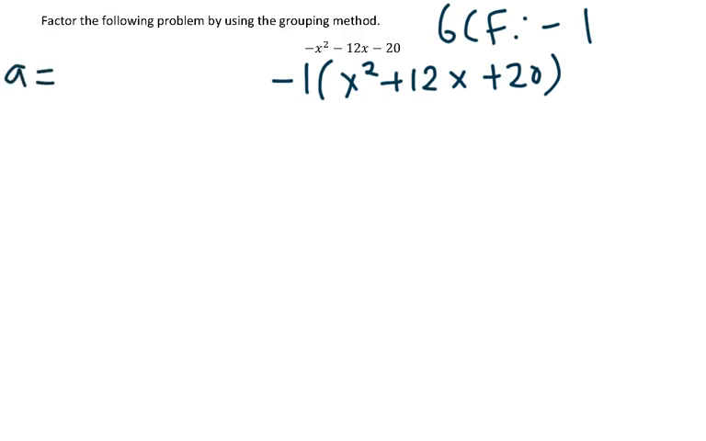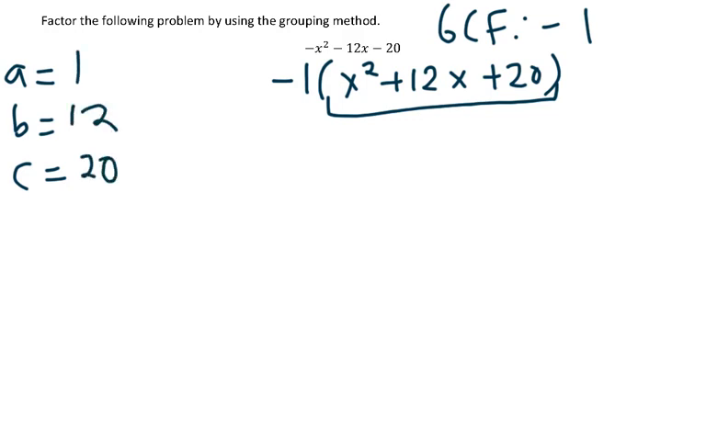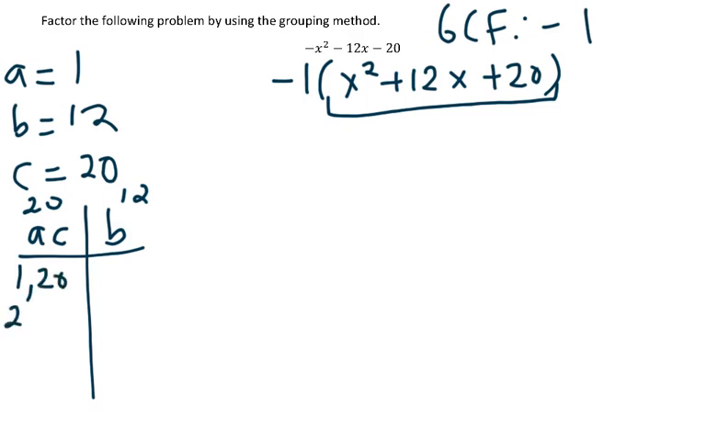From there, I'm going to write out my a, b, and c using this expression which has that -1 factored out. So a is 1, b is 12, and c is 20. I'm going to make a factor table, so I need a, c, and b. So a times c, 1 times 20 is 20, and then b is 12. So I'm looking to find two numbers that multiply to make 20 and add to make 12. I could do 1 and 20, I could do 2 and 10, I could do 4 and 5.